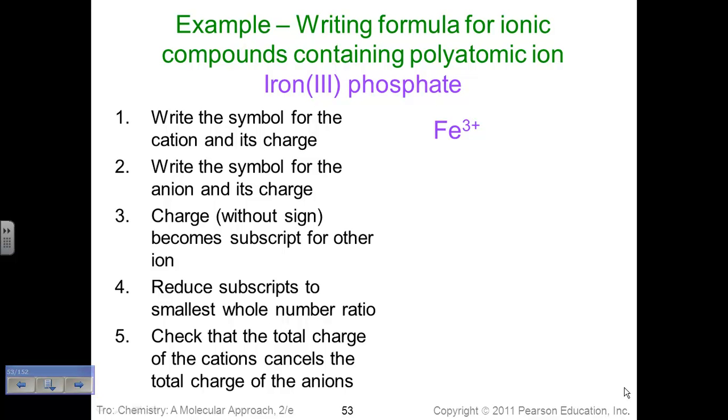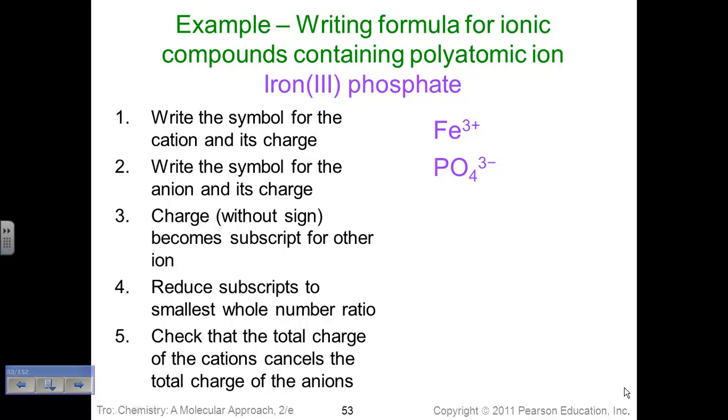Now, go to your polyatomic ion chart. Here's how I know. See that ATE or ITE endings always show a polyatomic ion. "Ide" means monoatomic. "Ite" means polyatomic. Write the symbol for the negative ion. Phosphate is PO4, carrying a -3 charge.